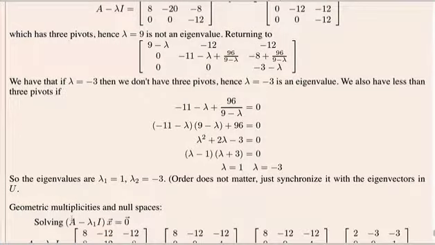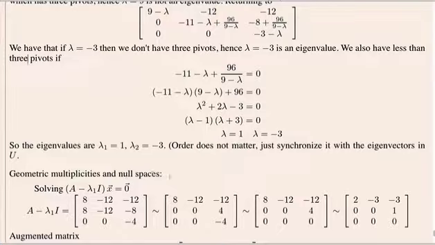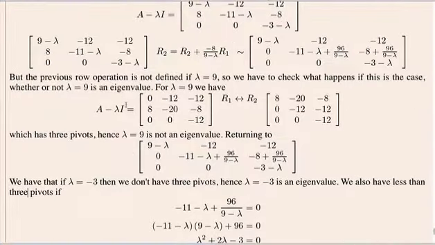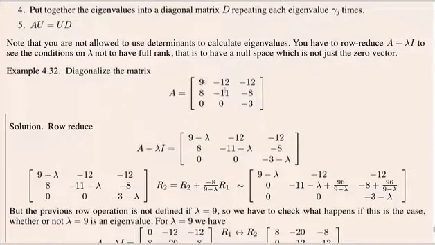So next we turn to the geometric multiplicities in the null spaces. We basically want to solve A minus lambda 1 I times x equals 0 for x. So if we look at this A minus lambda 1 I, lambda 1 is 1. So we subtract 1 from the diagonal entries, then we get 8, minus 12 and minus 4.